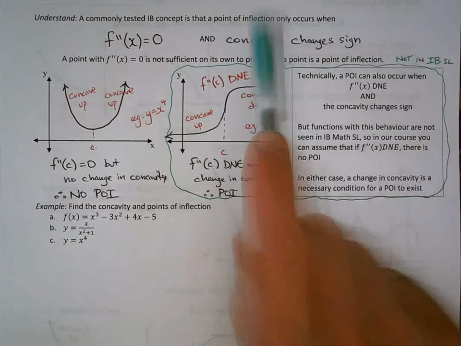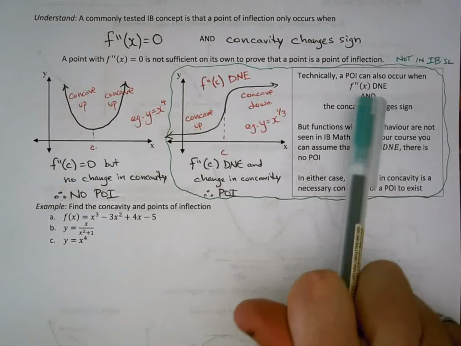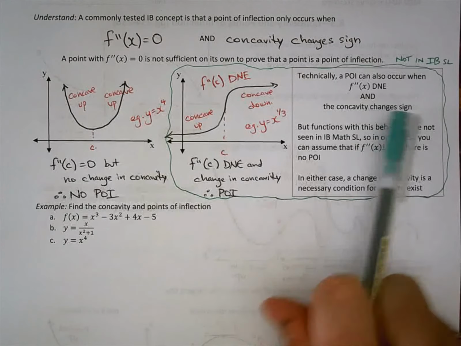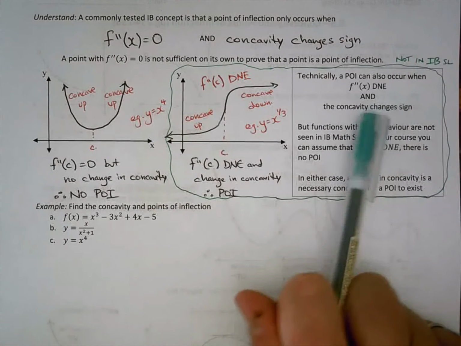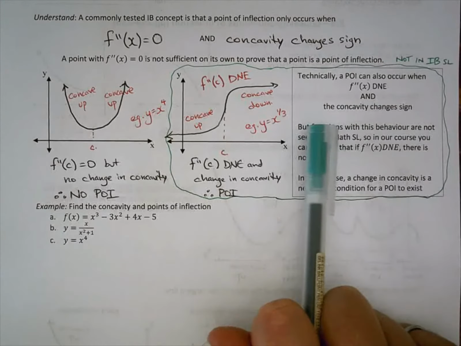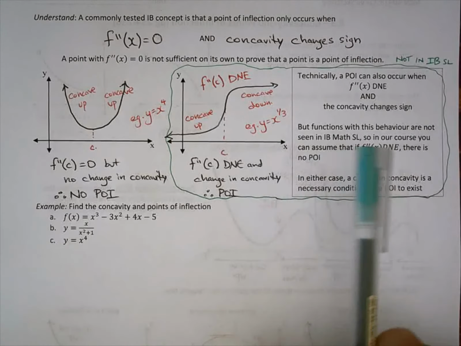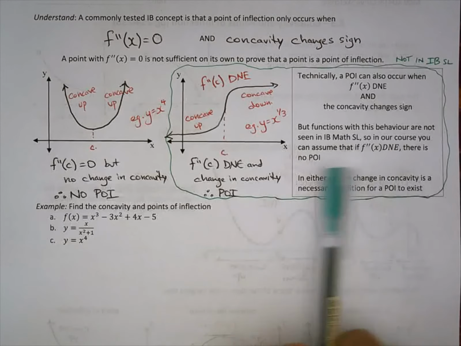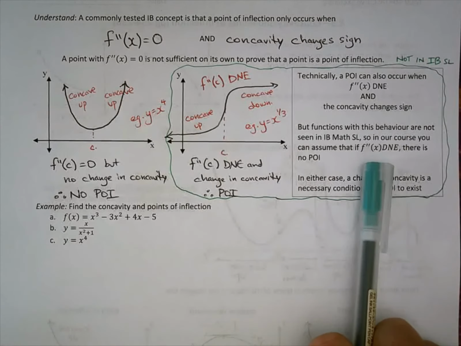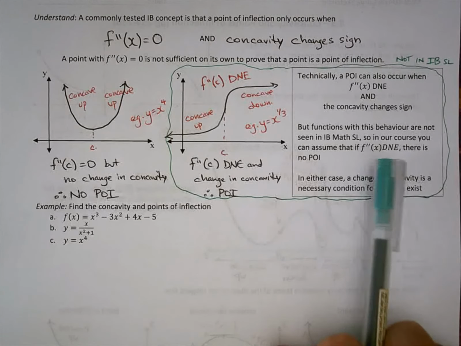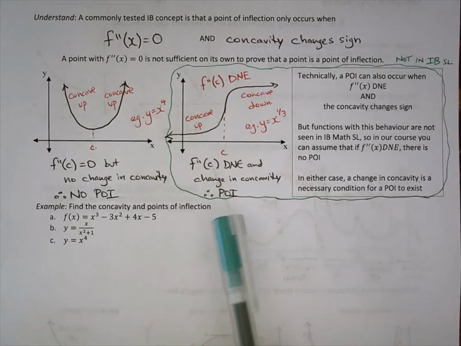That's a POI. You can technically have a POI also where the second derivative does not exist and the concavity changes sign. However, all of the functions that have situations like this, we don't see them in IB SL. So for all intents and purposes for our course, for the IB math exams, you're never going to have a situation where you can have a POI if the second derivative doesn't exist. So you can assume that the second derivative has to be 0 for there to be a point of inflection.